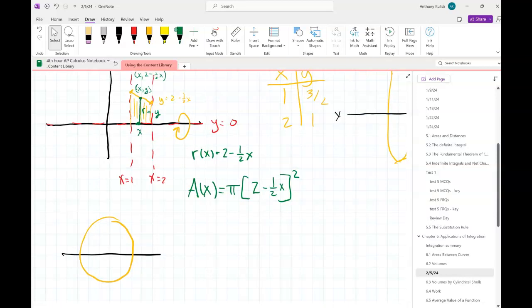Chanel: Wait, why is it pi r of x squared? Is it because like... Teacher: What shape is our cross section? Chanel: Circle? Wait, so it's pi r squared. Teacher: Pi r squared, mhm, and then the radius. Chanel: Oh, okay. And our radius is a function in terms of x. Okay.